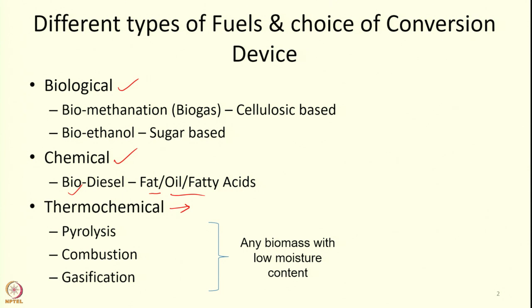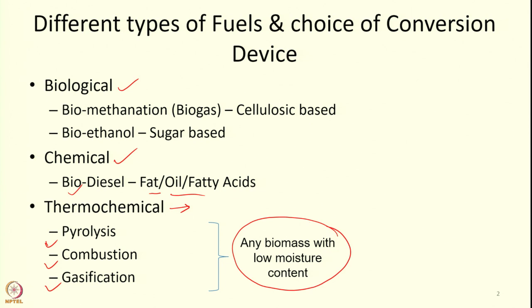When we look into the thermochemical pathway, we have pyrolysis, combustion and gasification. These three are the prominent technologies classified under thermochemical conversion. Here we have the flexibility that any biomass with low moisture content can be converted.